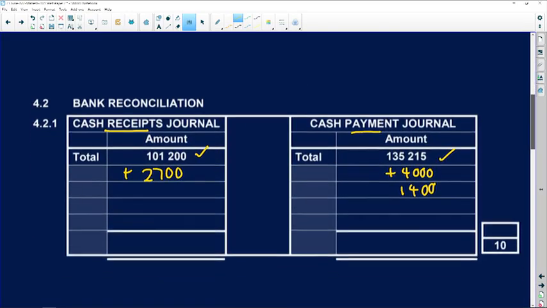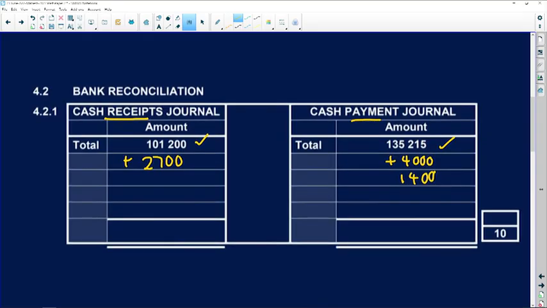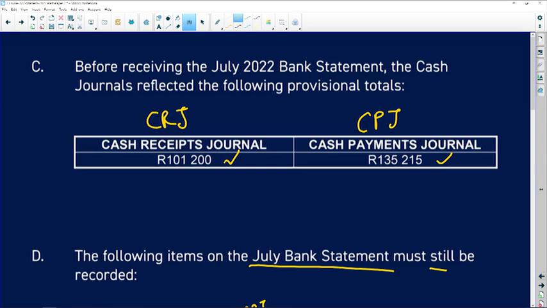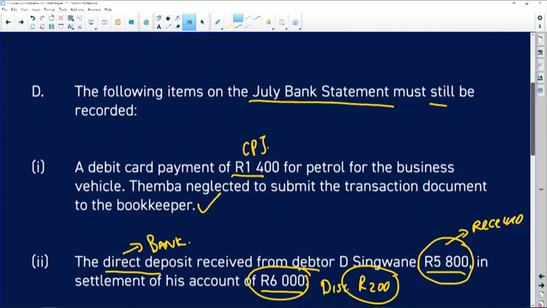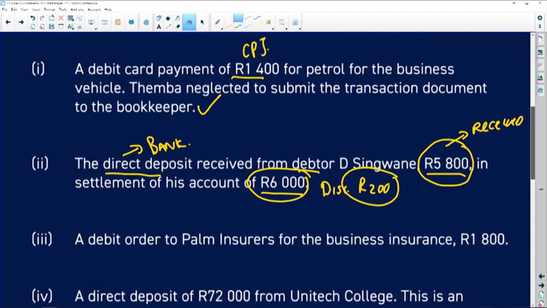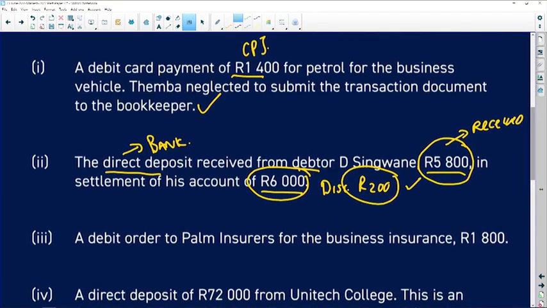So that 5,800 is what I'm now including. So let's record the 5,800 in our CRJ. So 5,800. Again, a reminder, guys, remember that 200 discount, yes, it does go in the CRJ. However, it's got no impact on that bank column. So that's why I'm not recording it. Okay, right, let's move on to the next bit of information that still needs to be recorded. Okay, so remember, we've obviously done the first two, right? Information 3. A debit order to Palm Insurers for the business insurance, 1,800. Yes, absolutely easy.